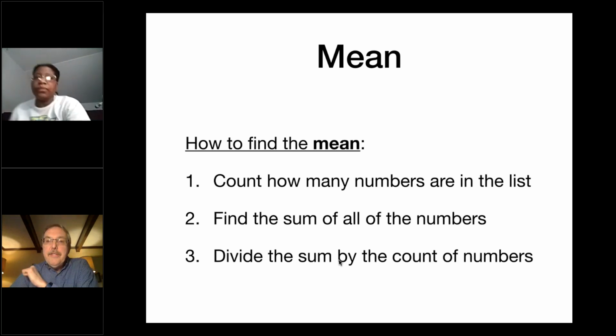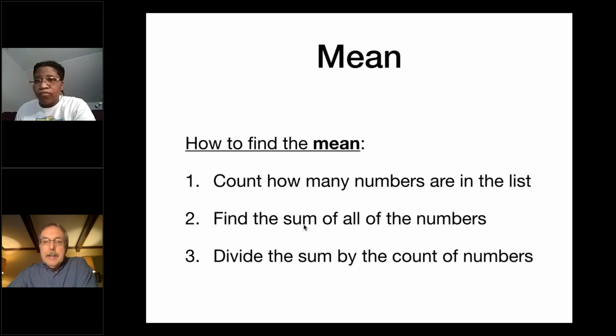So how you find the mean is, first of all, you count how many numbers you have. And then after you count all of them, the count of numbers in the list that you're trying to find the mean for, then you add them together. So you find the sum of all of the numbers. So now you've counted them and you've added them all up.